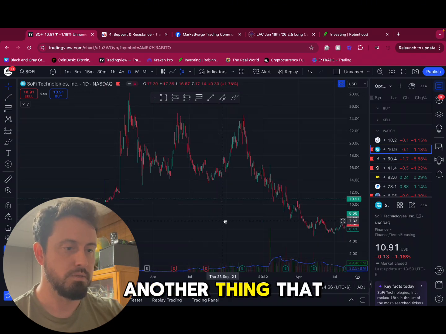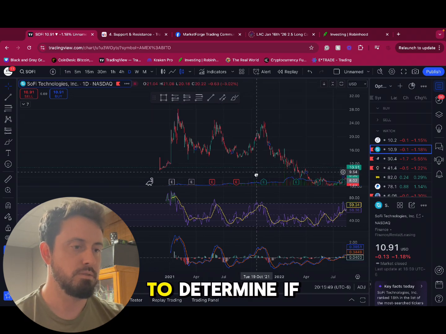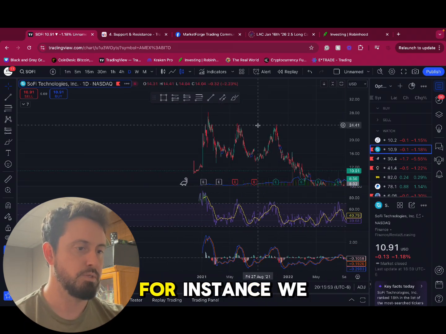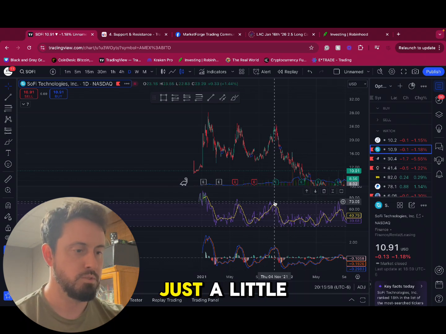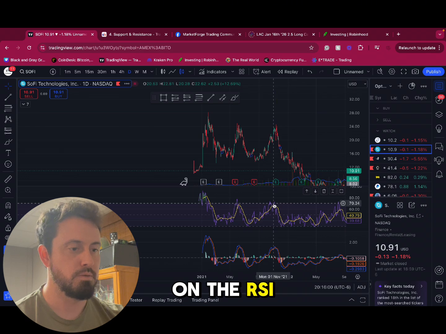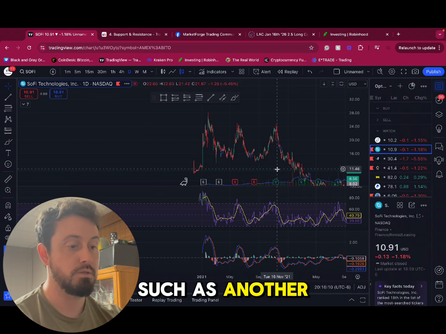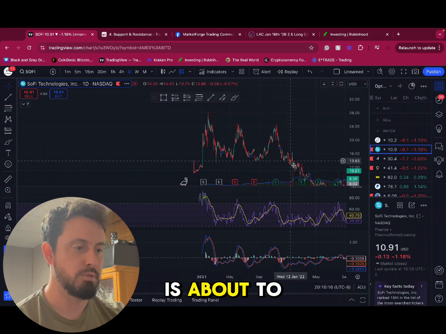And then another thing that you can factor into your trading is using the RSI indicator to determine if a stock is overbought or oversold. For instance, we have a double top here. Just a little bit overbought on the RSI, but that's a good sign that there could be a move down. So that's just another indicator increasing your chances of being right that the stock is about to move downward.